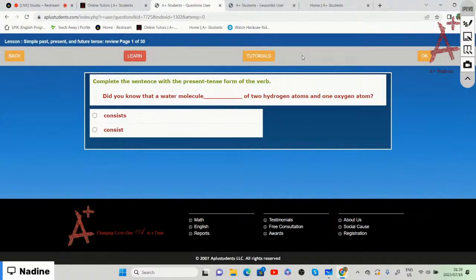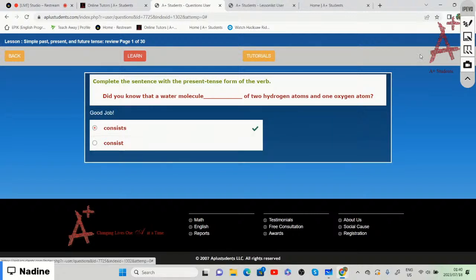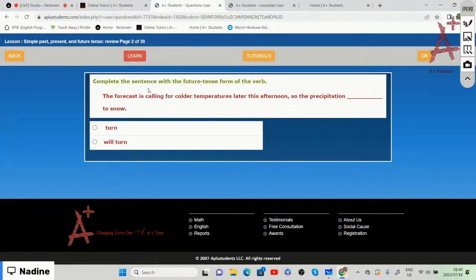So is it consists or consist of? We need to choose the correct form of the word that shows the present tense form of the verb. All right, so if we choose the present tense verb, let's go with consists, because consists shows singular. So molecule is one molecule.